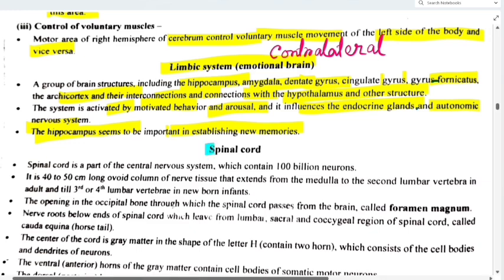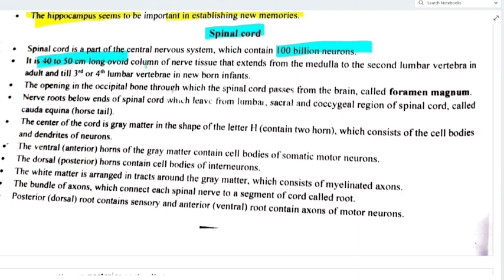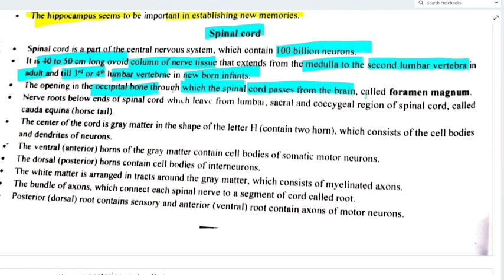Now coming to spinal cord. Spinal cord is a part of the central nervous system which contains 100 billion neurons. It is 40 to 50 centimeter long ovoid column of nerve tissue that extends from the medulla to the second lumbar vertebra in adults and till third or fourth lumbar vertebra in newborn infants. The opening in the occipital bone through which the spinal cord passes from the brain is called foramen magnum.